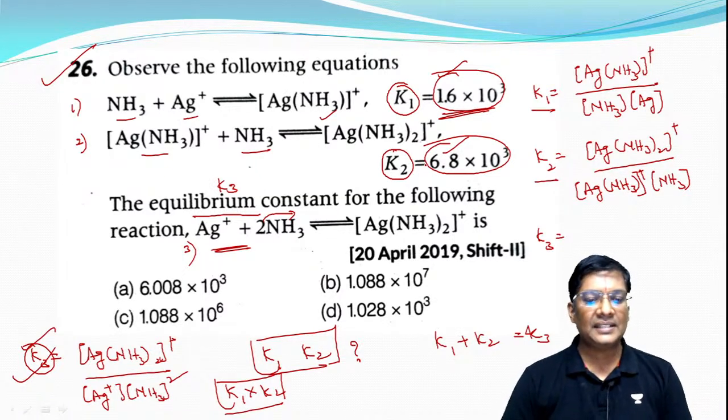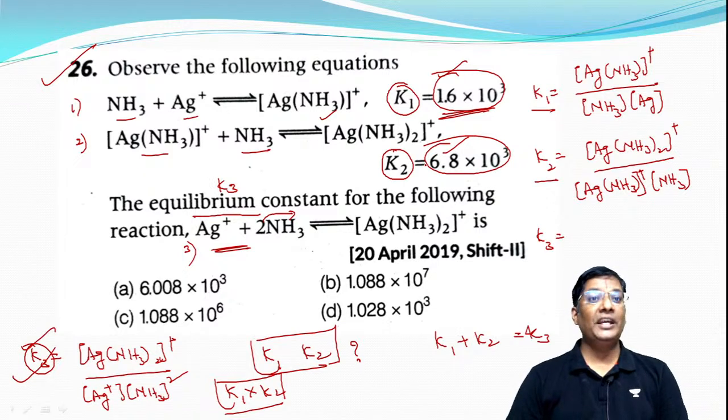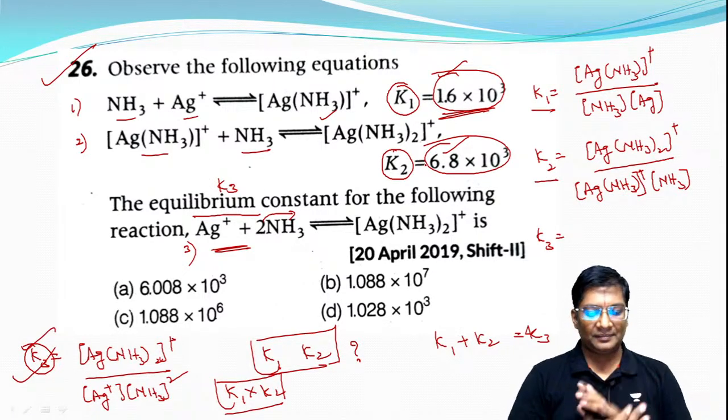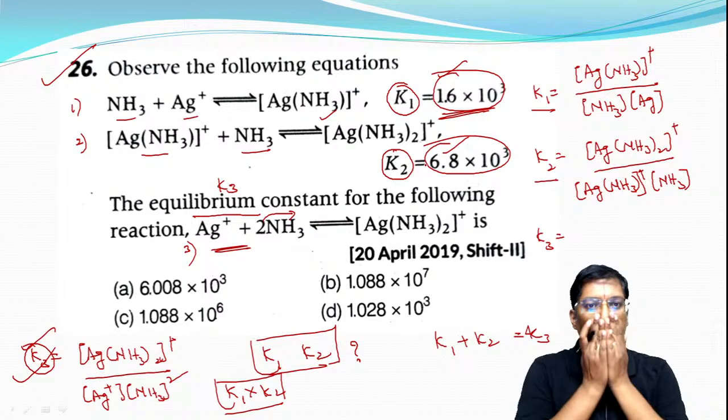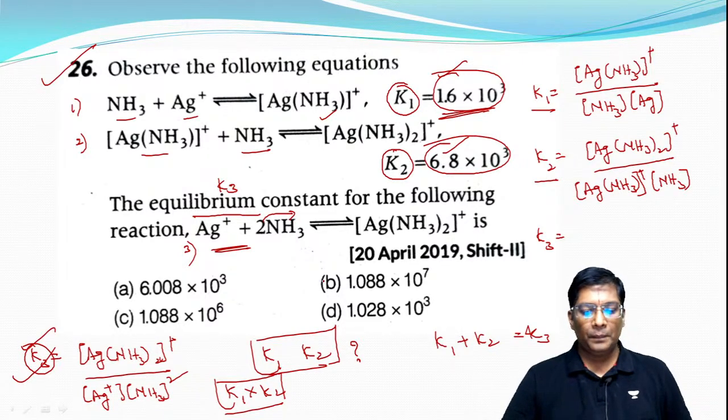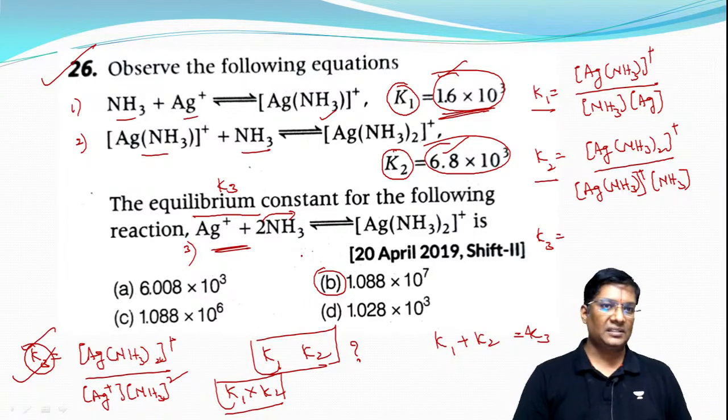Ajit said it is C, sir, but we need to see whether it is right or wrong. Hema said it is A. Bharat also said it is C. No, it's not correct. It is B: 1.088 into 10 power 7. Please check your answer once.